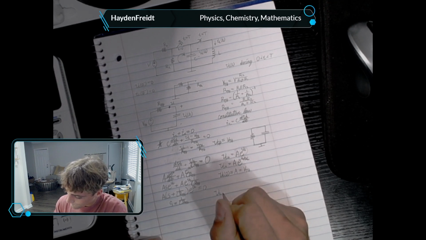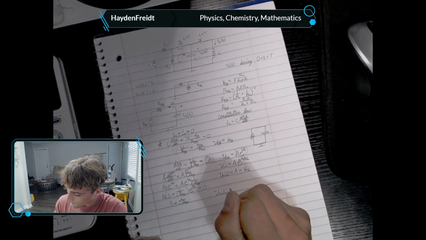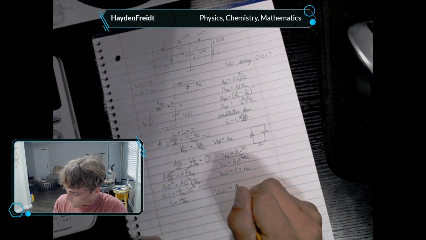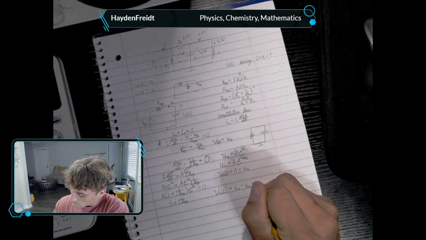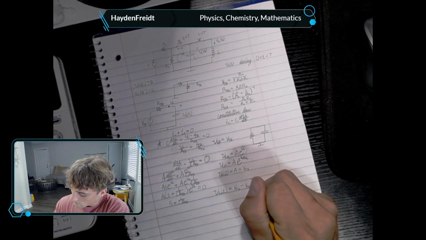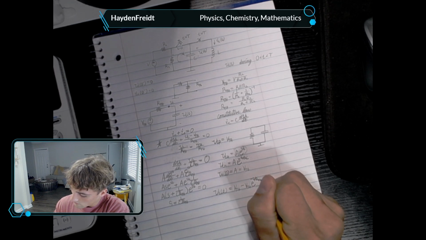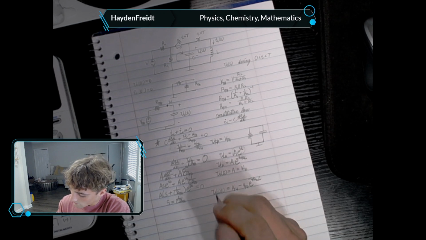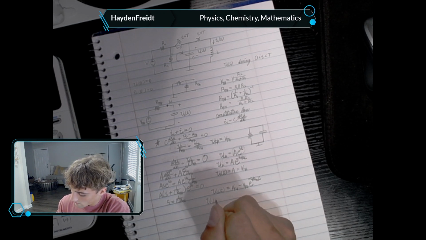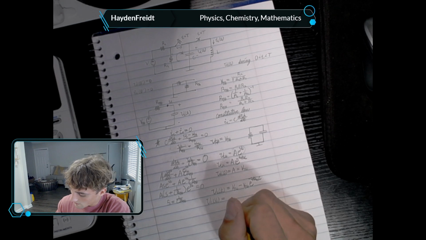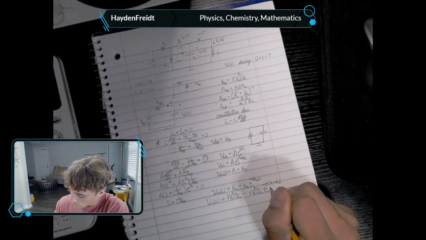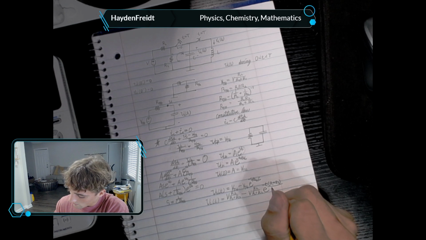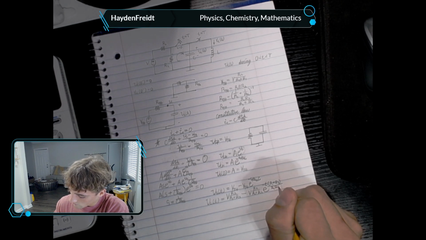So VC of t equals VTH, our particular solution, plus VTH times e to the power of negative t divided by our RTH times C. So we just got to go ahead and plug everything in. It's a bit tedious, but that's what it's asking for. So VTH is going to be V times R2 over the sum of R1 plus R2, all divided by R1, R2, C.